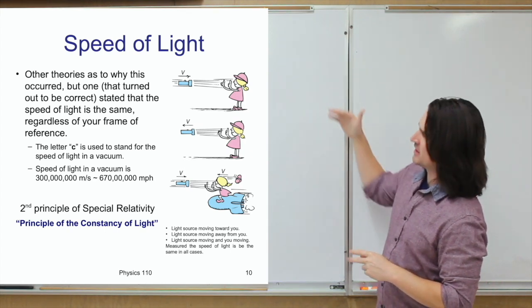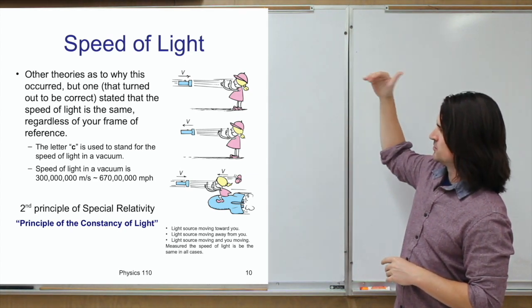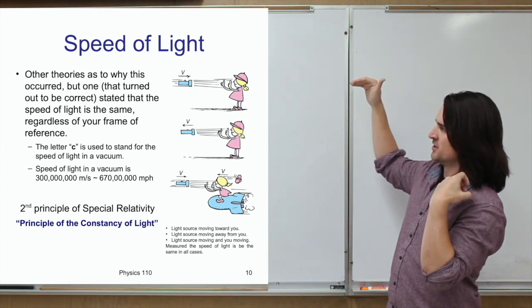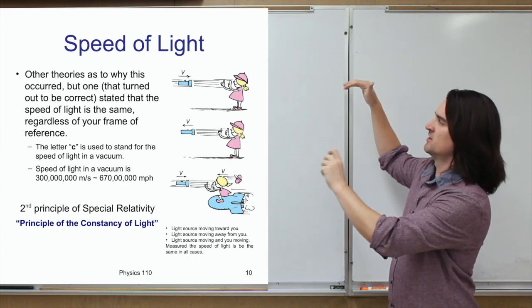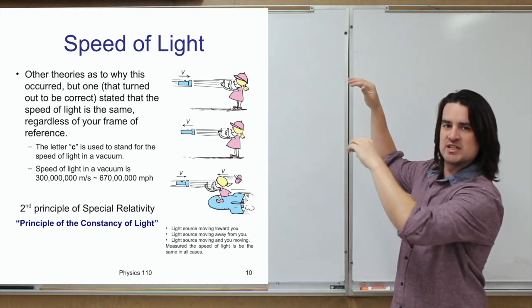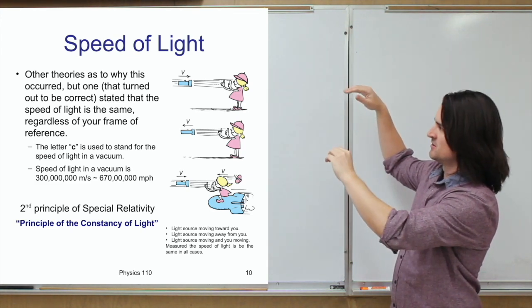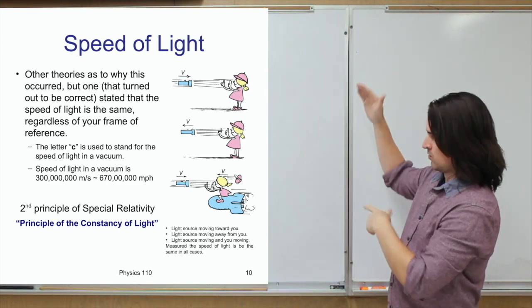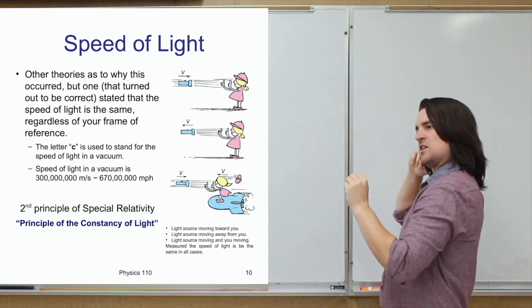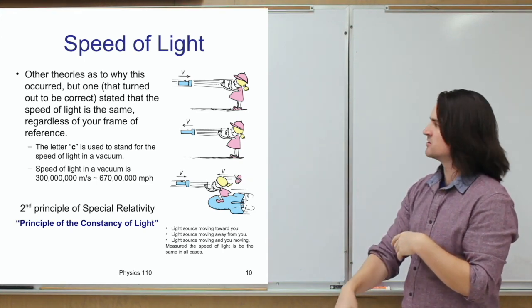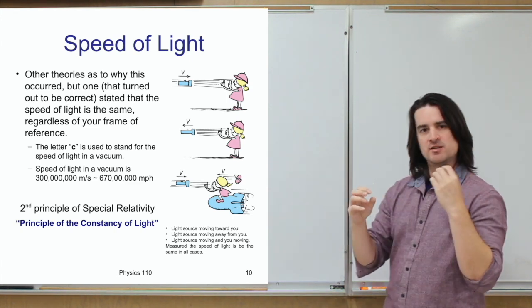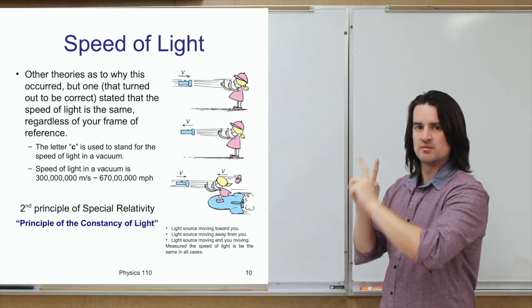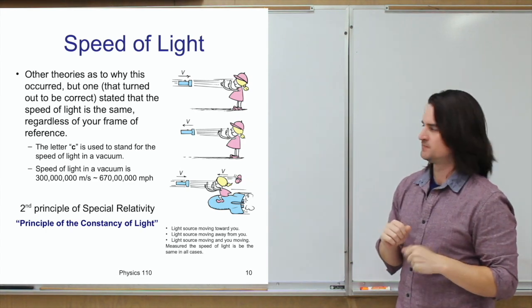The pictures here show that whether you're standing still, in a frame of reference at rest, and the source of the light, like a big bright flashlight, is flying at you, even very, very fast, you're going to measure the speed of light coming at you to be 300 million meters per second. Or if that flashlight is flying away from you very fast, even though you would think you would pull away and see light coming at you slower, no, you still measure the light coming at you at 300 million meters per second.